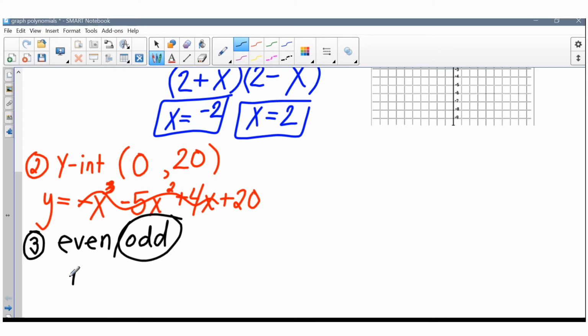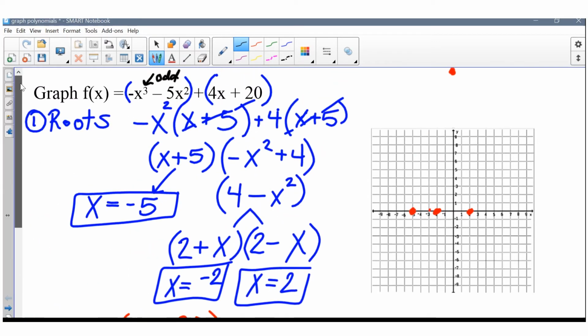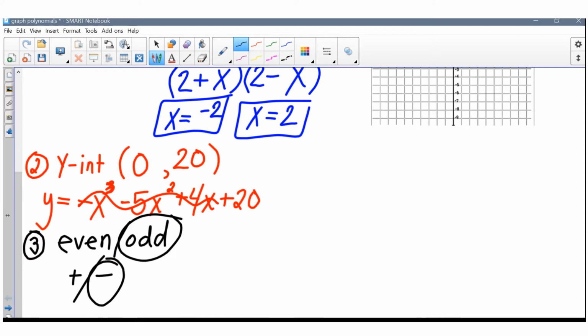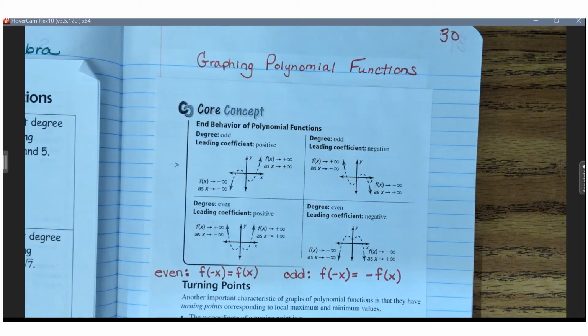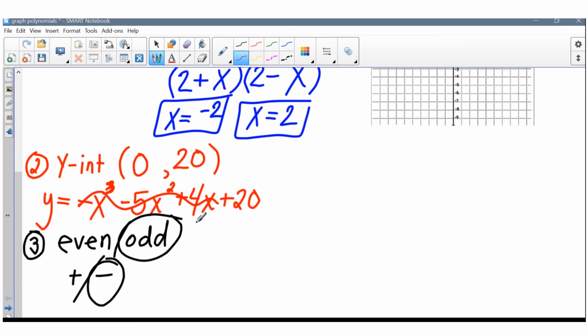And it's either a positive function or it's a negative function. So you have to go look at your leading coefficient. So we're asking you to look in the very front. Is it positive or negative? Negative. Good. So if you look on page 30, we have a negative odd. Negative odd. So it's going to come down from the left and curve around. So the general shape is going to look like this.